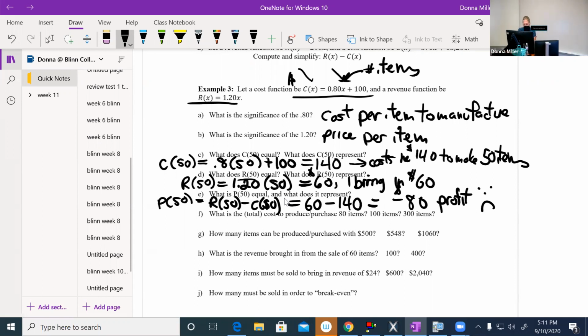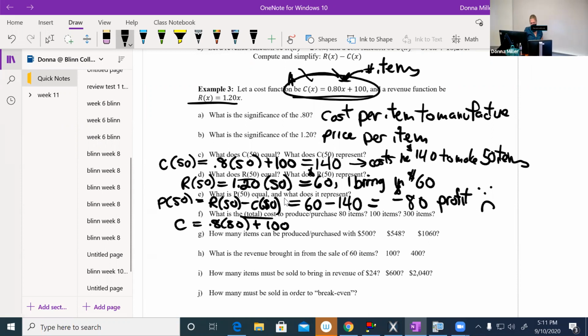All right, let's go through the next question. What's the total cost of this? Now there's three numbers there. We're just going to use one of them. Which one do you want? 80, 100, or 300? 80? All right, so the total cost to produce 80 items. Remember, X is the item, C is the money. So I know that my cost equals 0.8 times 80 plus 100.